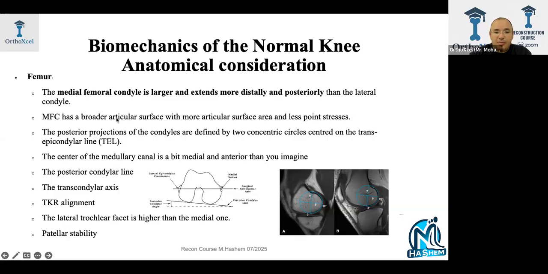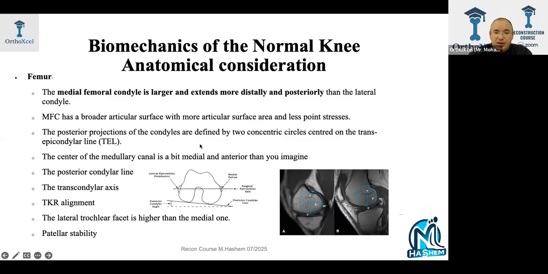What I mean here with the broader articular surface is that because of the broader articular surface, there is a larger surface area, so less point stress. That's why when you have arthritis in the medial compartment, it takes more time to develop than in the lateral compartment. That's why you see the varus knee patient after 20 years of the start of the arthritis, but you see the valgus knee within a few years.